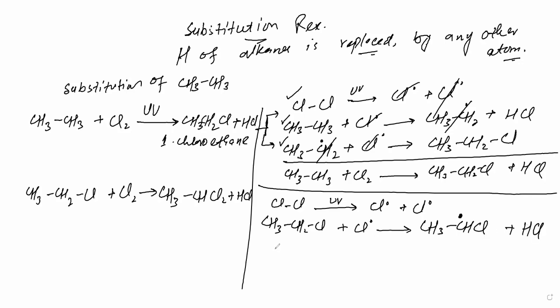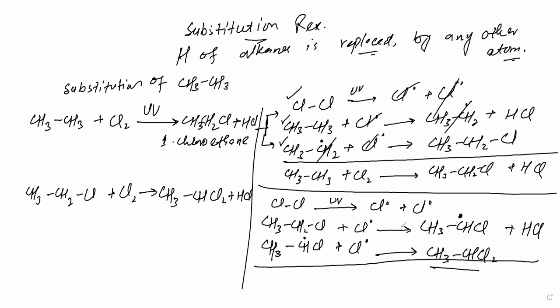Next is the termination step. The CH3CHCl free radical and the chlorine free radical, one used here and the second here, become CH3CHCl2. You will see that 1,1-dichloroethane has formed. If you want to see the overall reaction, you will see the chlorine free radicals 1 and 2 cancel, and from here CH3CHCl cancels.